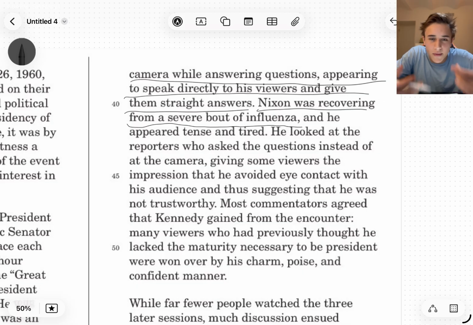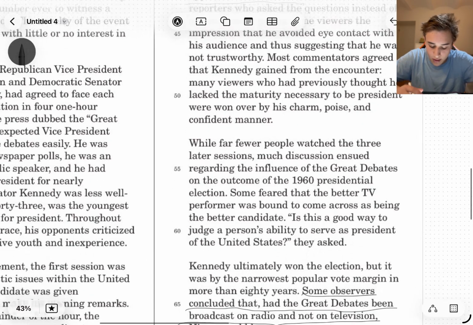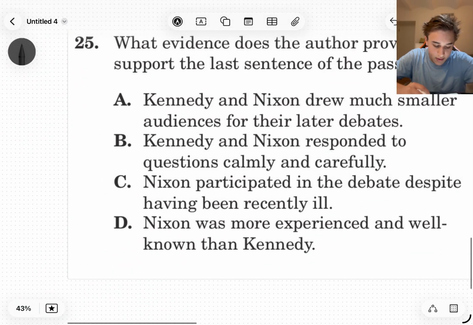And this is just sort of a fact that most people should know. In case you don't, influenza is just the flu, which is a sickness. And he appeared tense and tired. So this sort of says that because it was on television, the viewers could see that Kennedy was speaking directly to them, while Nixon, because he was recovering from the flu, looked tired and not ready to answer the questions. So now if we look at the answer choices, right?